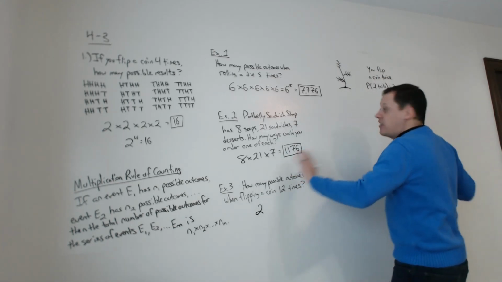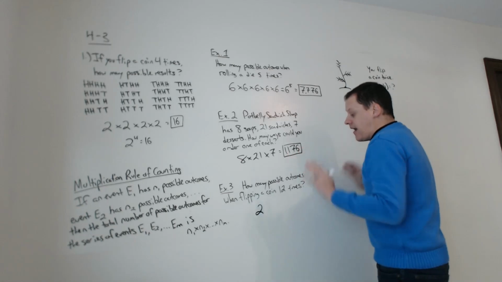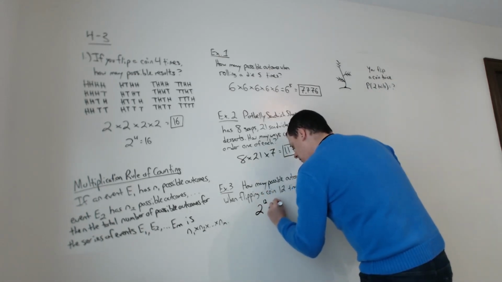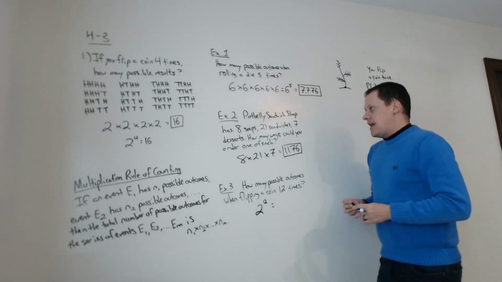I have limited real estate here, and I don't want to write 12 twos, so I'm just going to put 2 to the 12th power. And we need to know what that is.